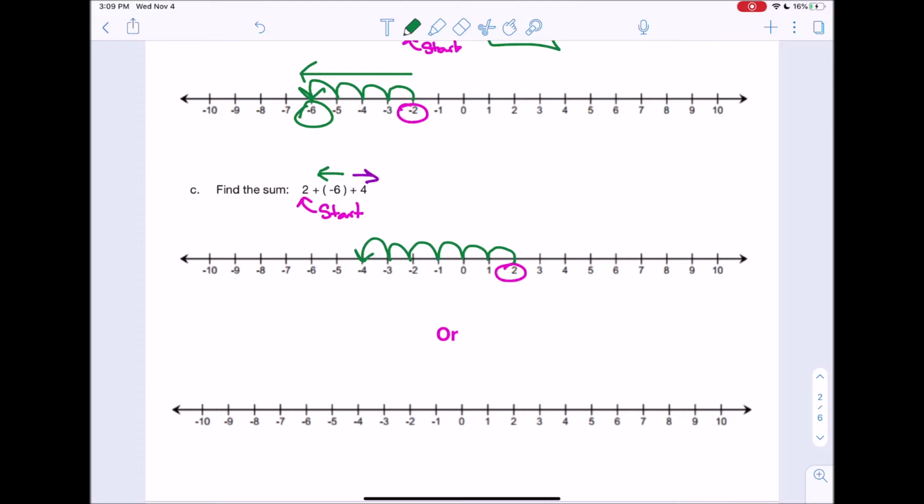Not done because I still have that positive 4. So now from the negative 4, I'm going to go to the right 4 times. So 1, 2, 3, 4. And I end up at 0. So positive 2 plus negative 6 plus 4 equals 0. Now, when it's only 2 integers you're adding, I like bouncing from one number to the next. When we start getting 3 numbers or more that we're adding together, arrows might actually be your better bet.